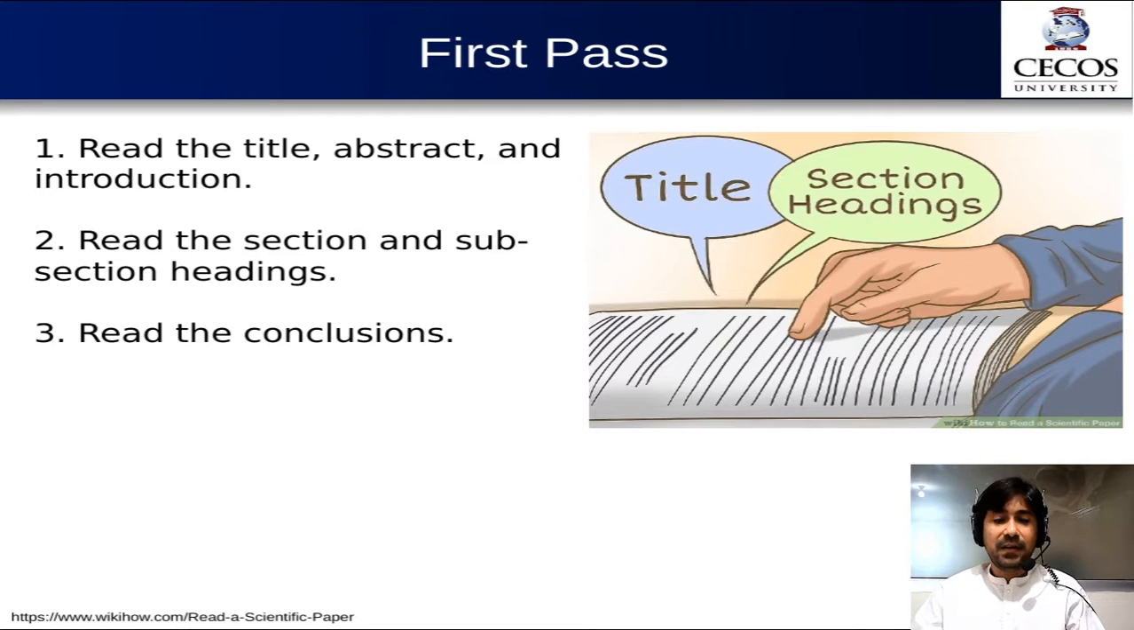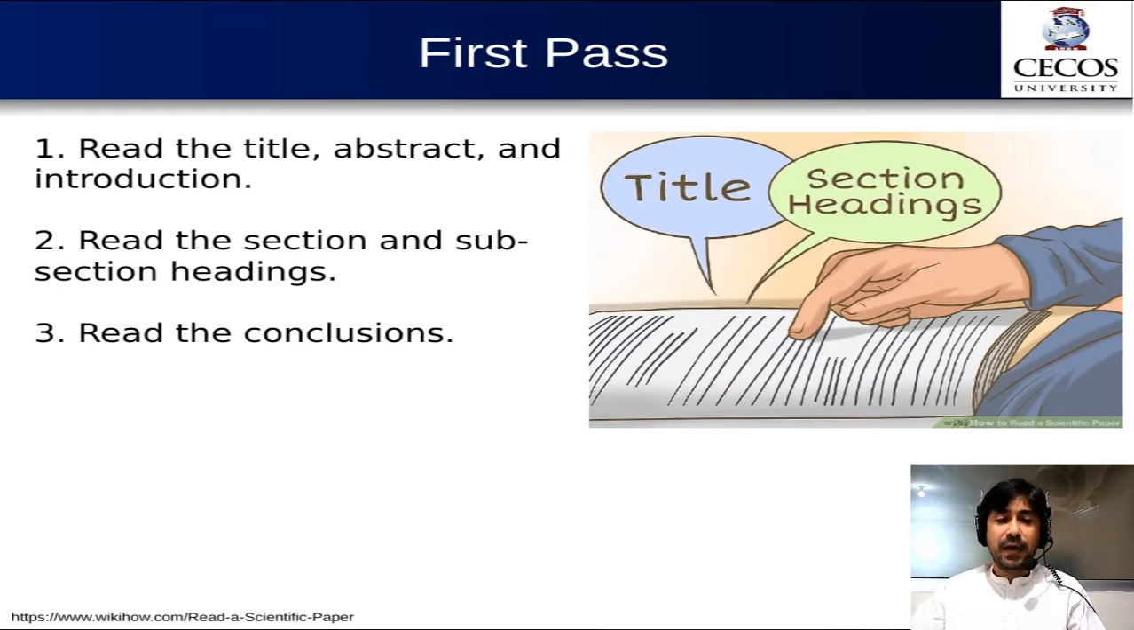And then finally you have to read the conclusion of the paper, what the authors conclude from their work, from their results, what are their final remarks about the paper. So this is like scanning the paper without going into the details of the paper. So this is the first phase.